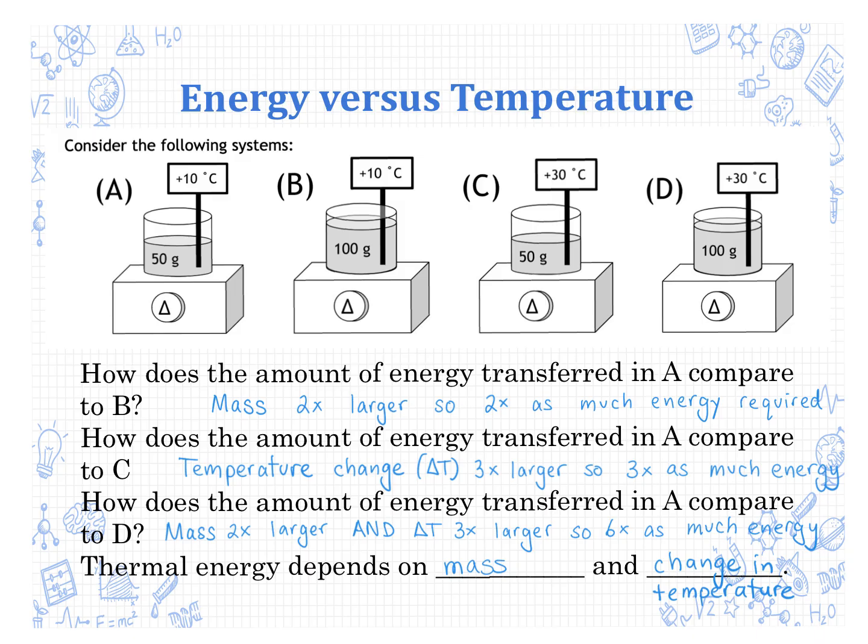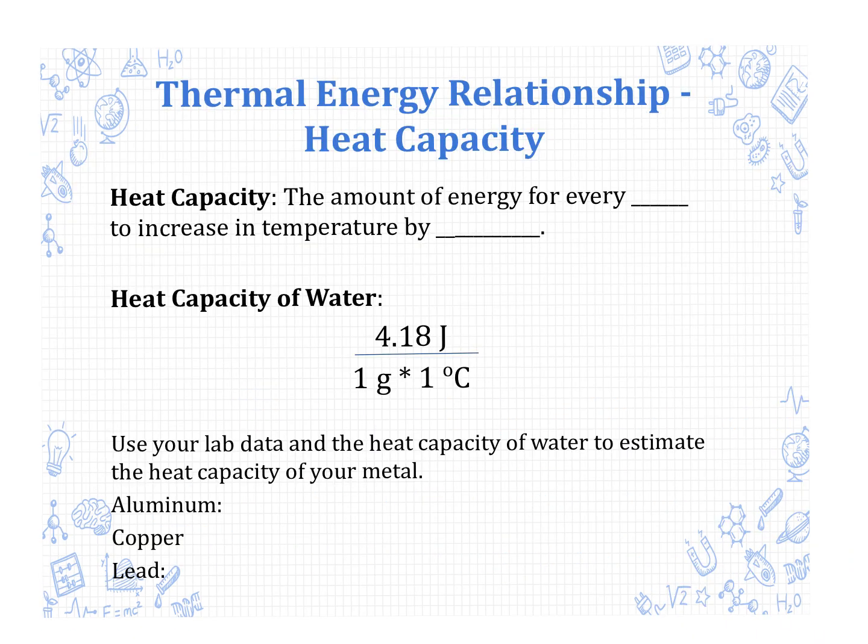So in addition to thermal energy depending on mass and change in temperature, this leads us to believe it might also depend on the type of substance that is being heated up or cooled down. I had students say things like, it seems like the metal stores a different amount of energy. And I even had one person say the metal has a different capacity for storing heat. So that's actually exactly what we call this quantity that describes how different substances store different amounts of energy.